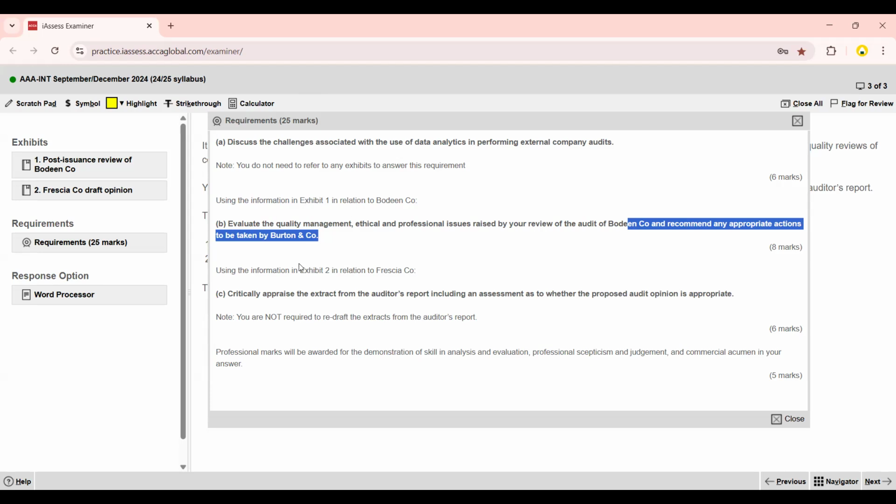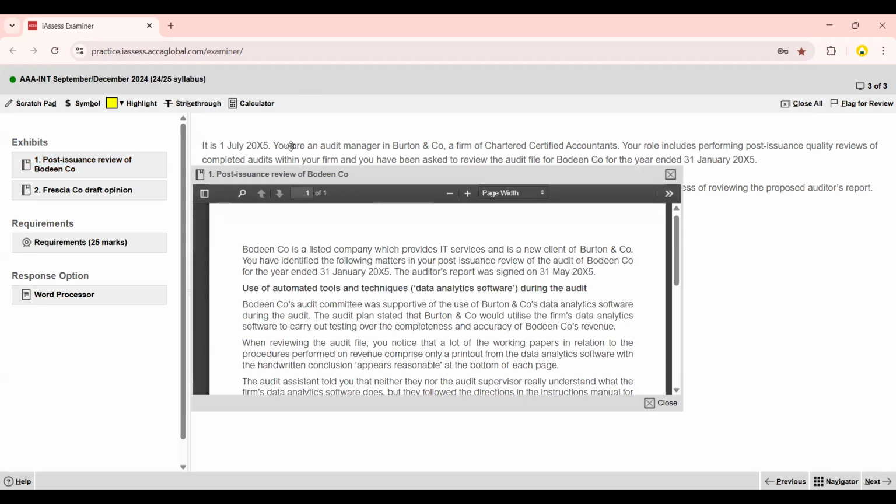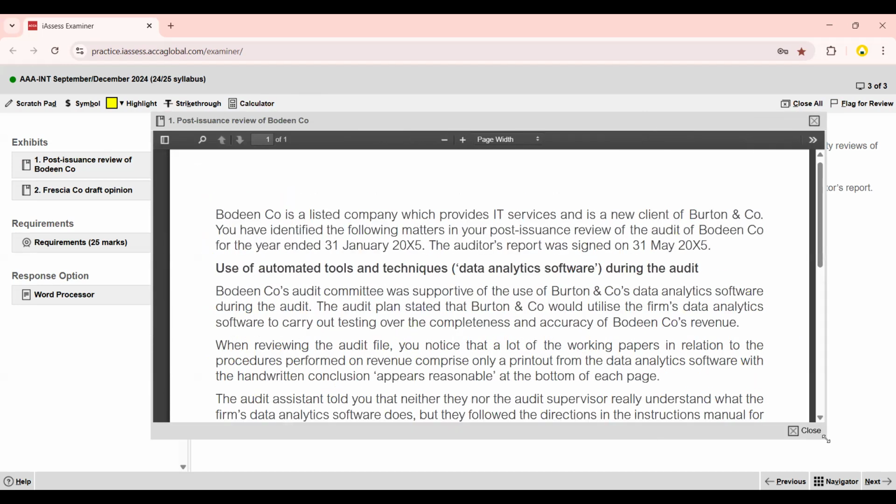Look, it's written. Let's read Exhibit number 1 and pick up the important issues. This B Company is a listed company. Please highlight this, which provides IT services and is a new client, and additional information. Whenever it's a listed and a new client, of course, as a new client, we do not have competence, we do not have experience for this kind of client. We have to ensure that. Also, listed means high regulatory issues.